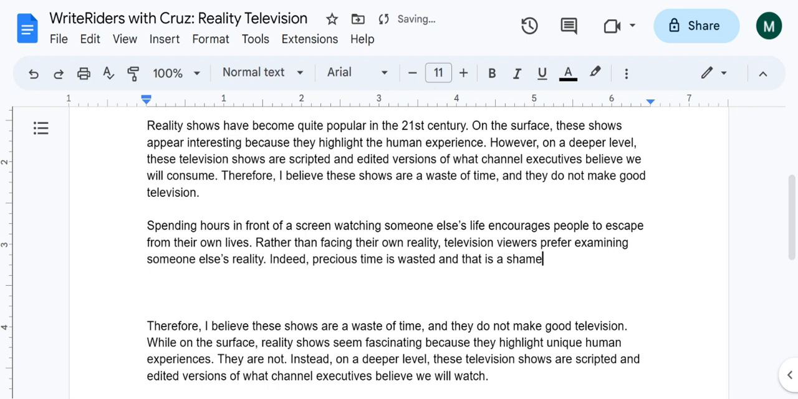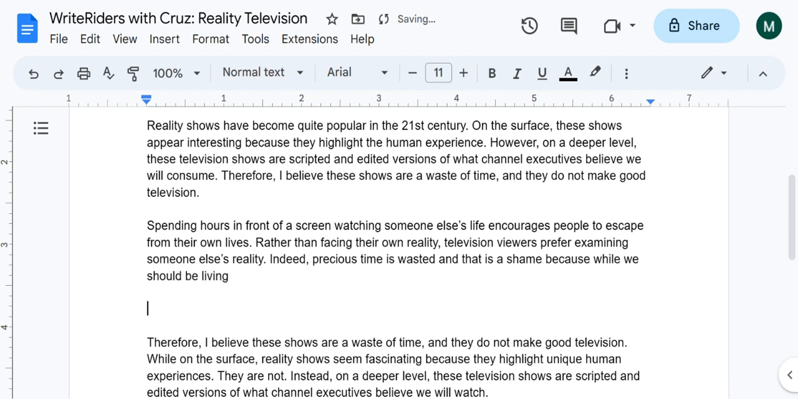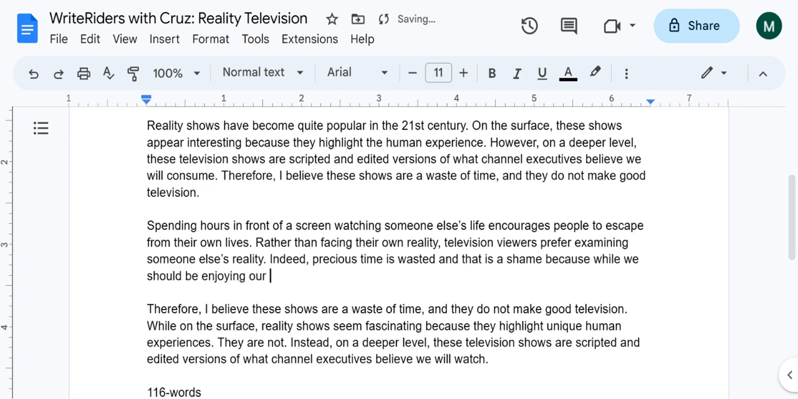And that is a shame because while we should be enjoying our time on this planet, we are busy watching others live the life we... 20 seconds remaining, right, writers? Indeed, precious time is wasted, and that is a shame because while we should be enjoying our time on this planet, we are busy watching others live their life.